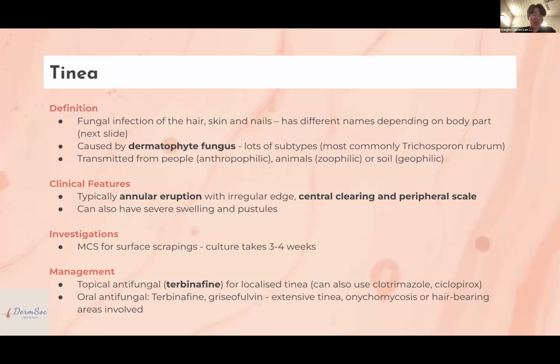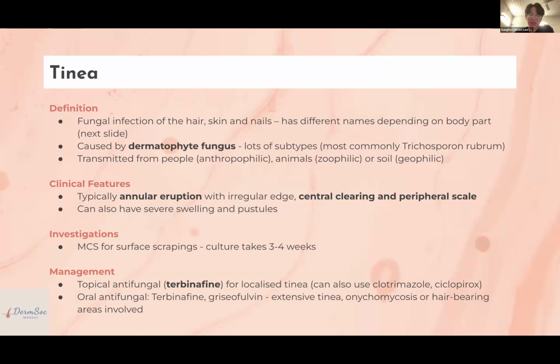Tinea was another form of fungal infection. This did come up in the exam last year, the ringworm type, but basically it's a fungal infection of the hair, skin, and nails. Different names depending on where it happens, and it's caused by a dermatophyte fungus.